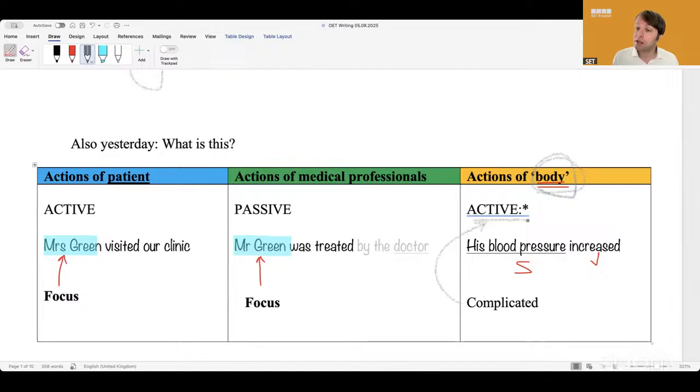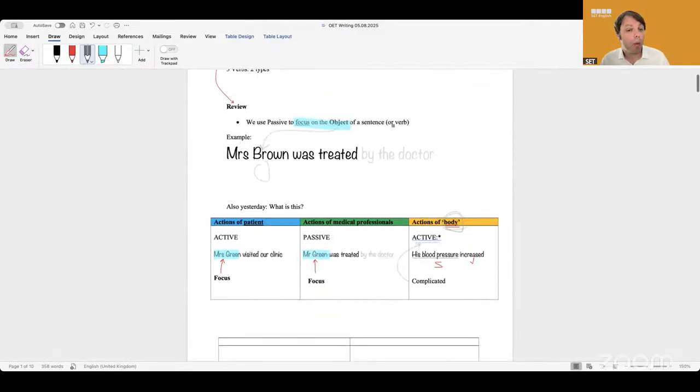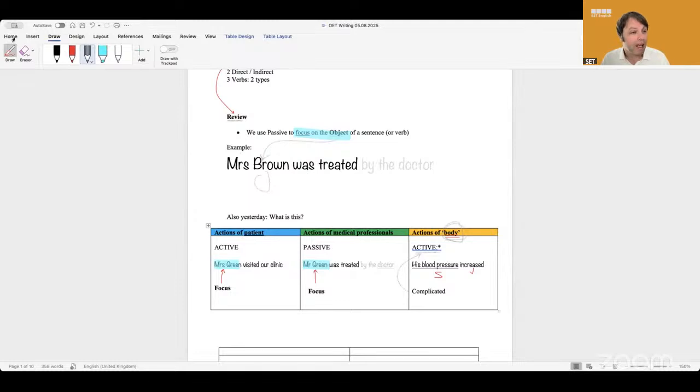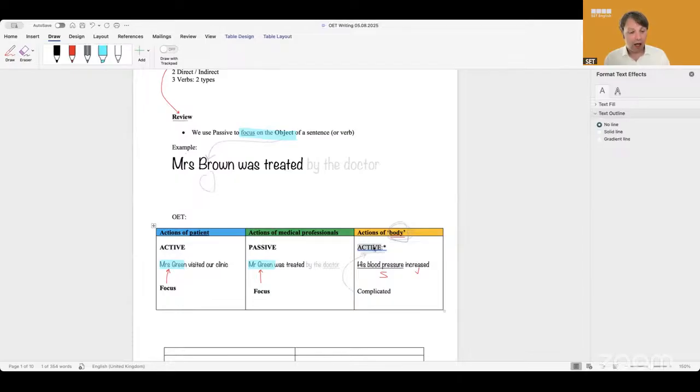His blood pressure increased. His heart rate increased. You don't normally say was increased, okay? When we talk about the levels that you have, blood pressure, respiration, things like this, it's usually in the active voice. Okay, so this is a review of yesterday. Yesterday we talked about what is passive, and we also talked about OET. In OET, the actions of the patient are usually active. The actions of the medical professionals are passive, and the actions of the body are active.